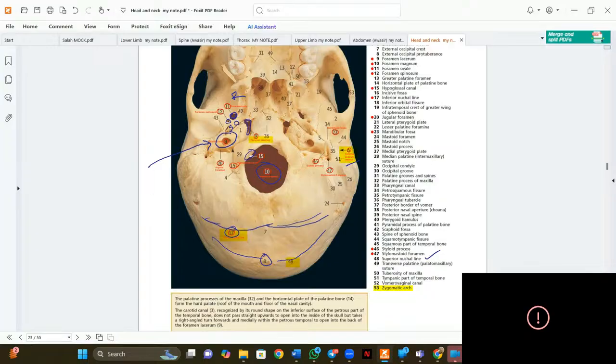46. 46 is styloid process. 47, it is stylomastoid foramen. Done.